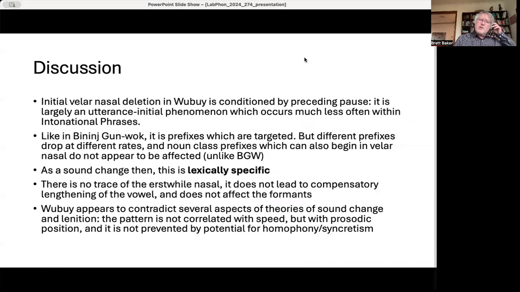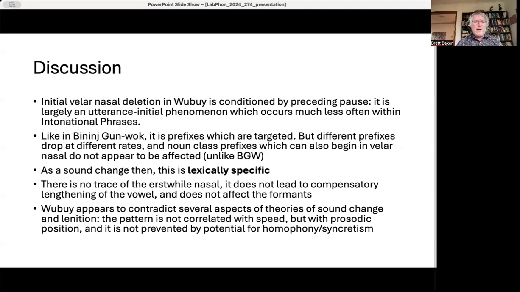So to summarize, initial velar nasal deletion in Wubuy is conditioned by preceding pause. It's largely an utterance initial phenomenon which occurs much less often within intonational phrases. As in Bundgaard-Nielsen, it's prefixes which are targeted, but different prefixes drop at different rates, and noun class prefixes, which can also begin in velar nasals, don't appear to be affected, and this is a contrast with Bundgaard-Nielsen, where they are.